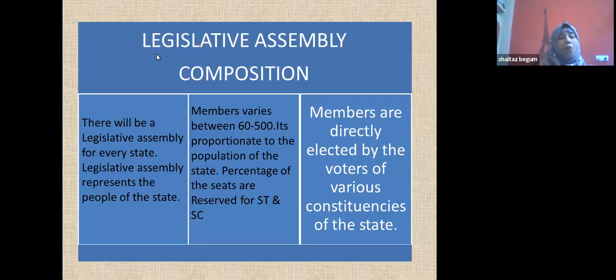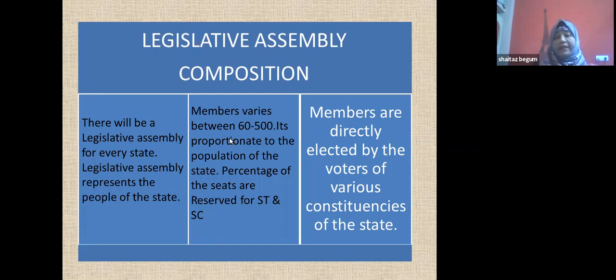Now let us see the composition of the legislative assembly. There will be a legislative assembly for every state, compulsorily, to frame or enact laws. It represents the people of the state. The members whom we vote for speak on our behalf and think about the well-being of the people. When we cast our vote, we send our representatives to the legislative assembly.